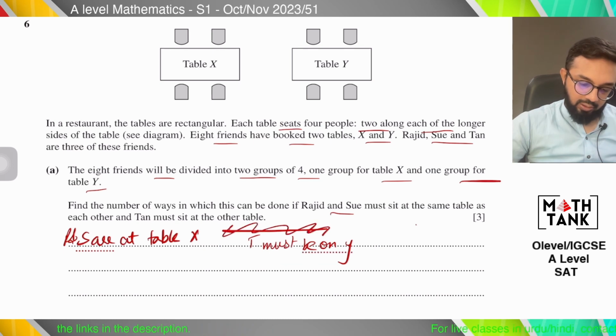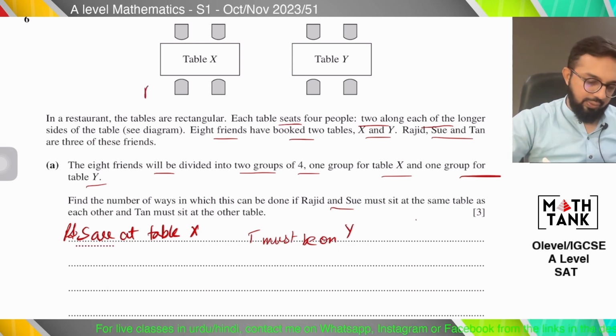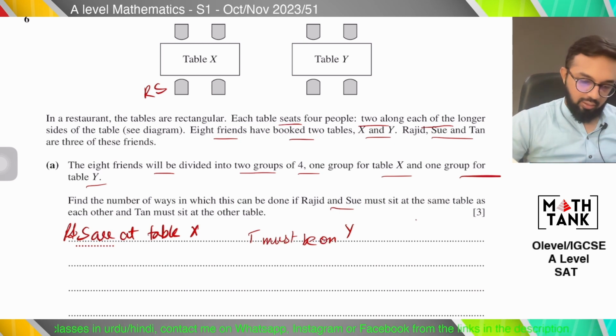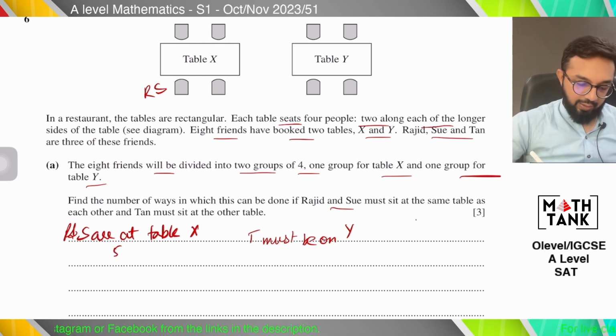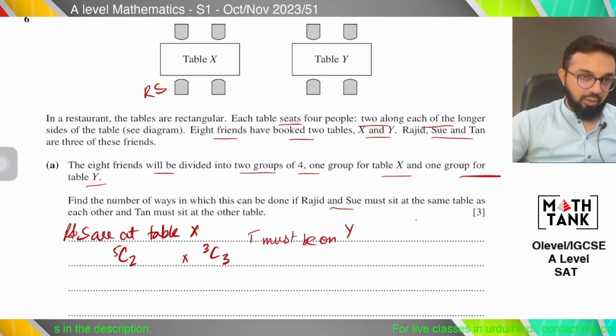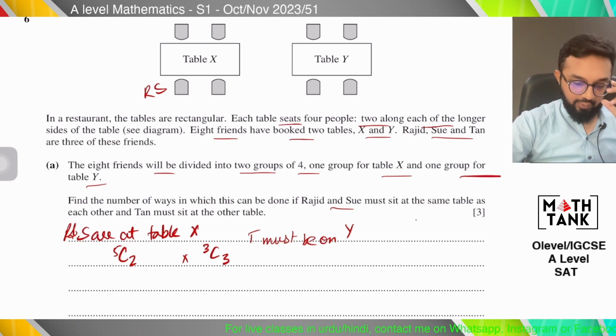Okay. T must be on Y. So if Rajat and Sue are here, how many people? There are 2 seats remaining, and there are 5 people remaining since Tan must be on Y. So 5C2 into 3C3. Okay, that is what you would have for the first one.